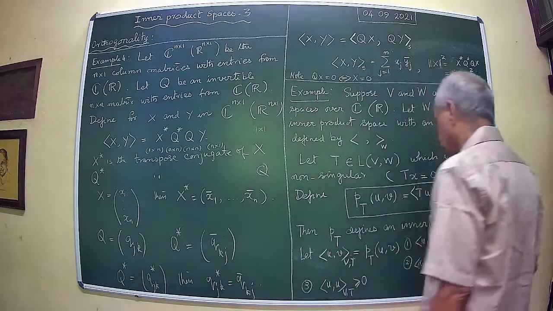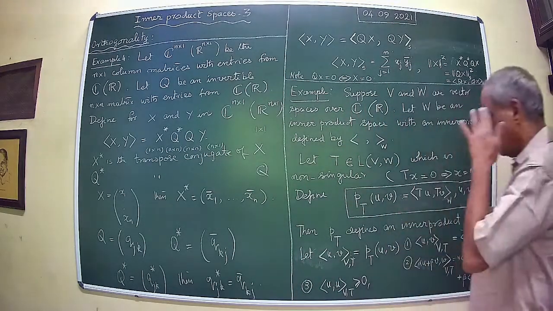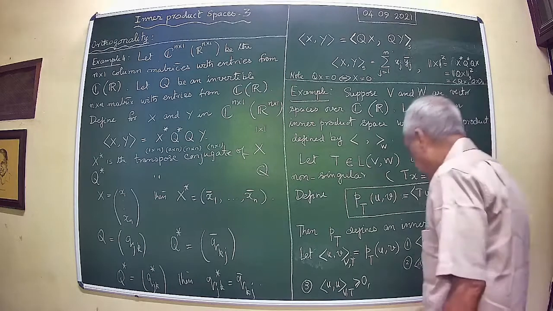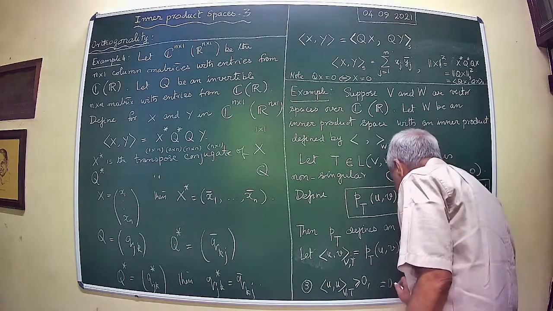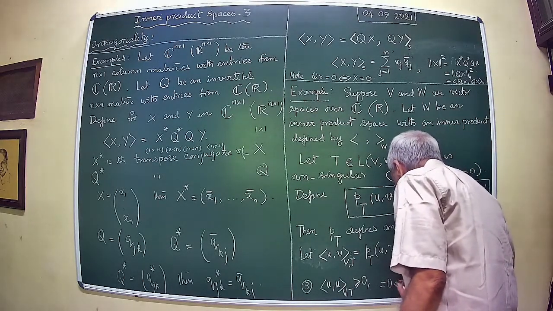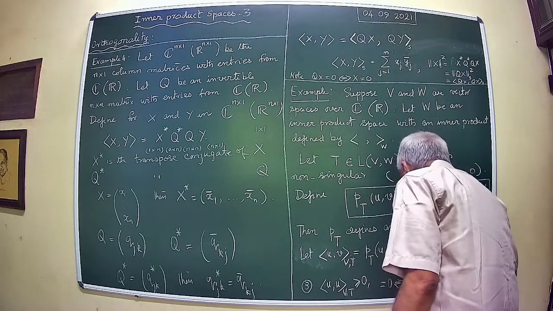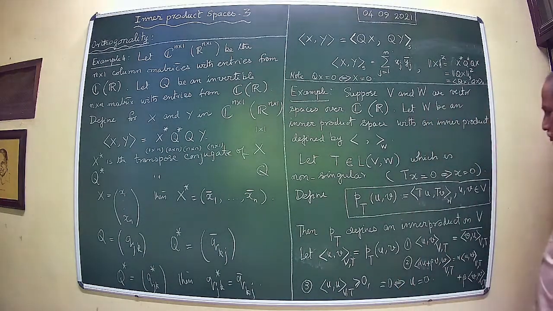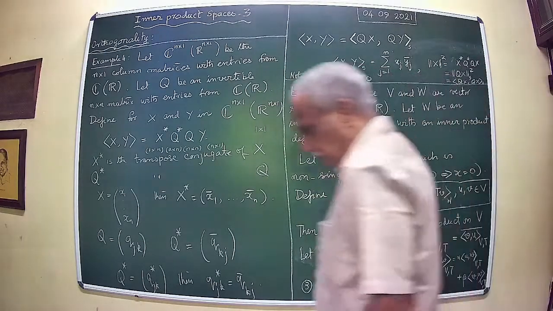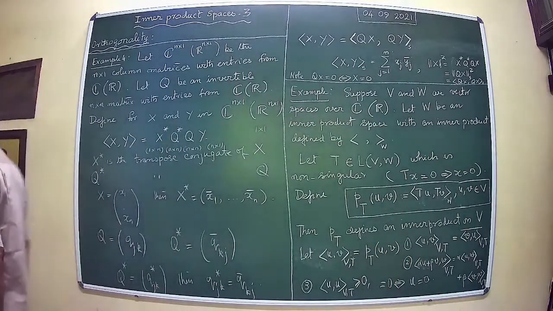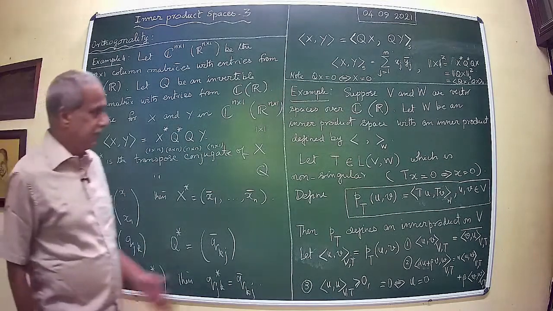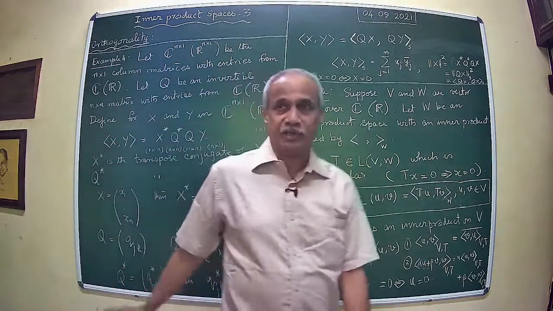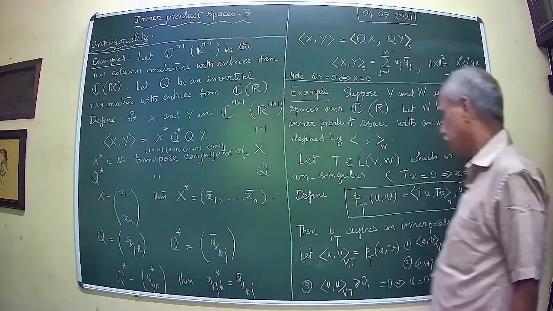Greater than or equal to 0, and it is equal to 0 if and only if u equal to 0. So these properties one can easily verify and show that it's an inner product. Once again, this is a generalization of what we looked at in the previous example.